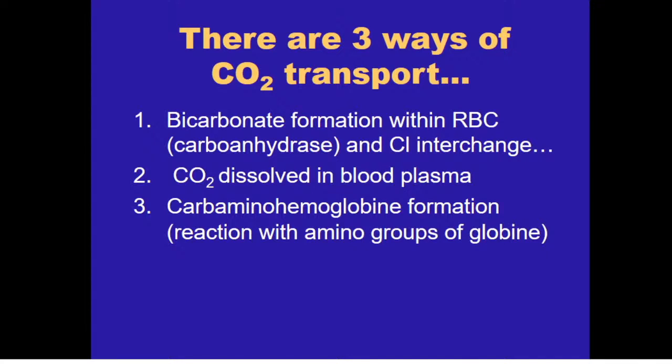Then, next, carbon dioxide is dissolved in blood plasma. There is a part of carbon dioxide that can be dissolved and flow together with blood from tissues. And finally, there is the formation of a bond between carbon dioxide and hemoglobin, with the amino groups of radicals of amino acids.